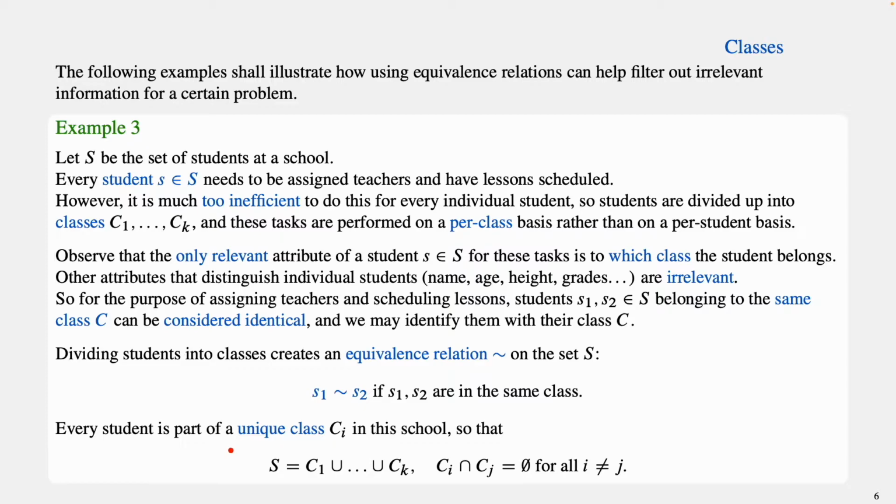Now every student is part of a unique class in this school, so that the set of students is the union of all the classes. And also because no student is part of 2 classes at the same time, the intersections of the different classes are empty. So in other words, S, the set of students, is a disjoint union of the classes.